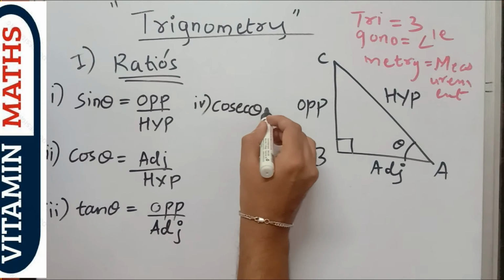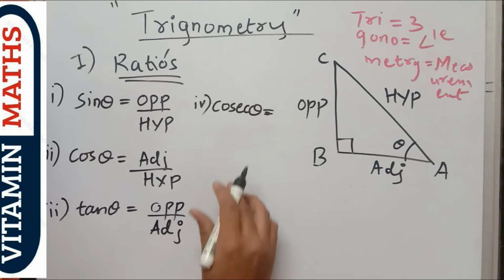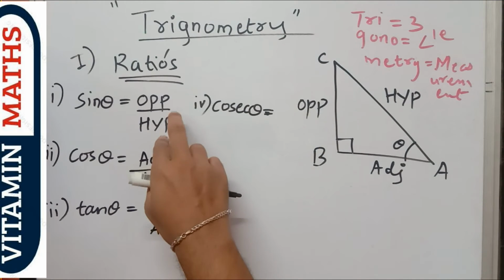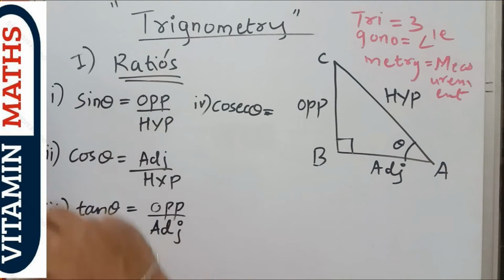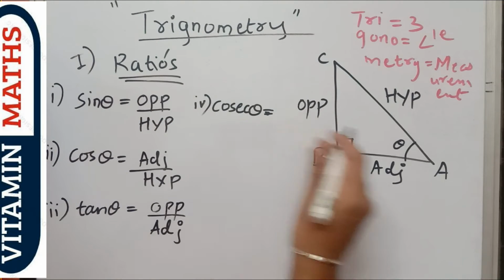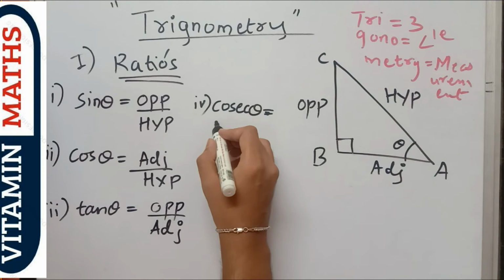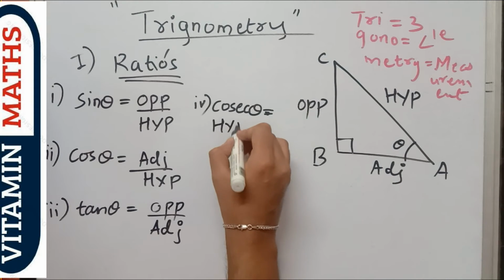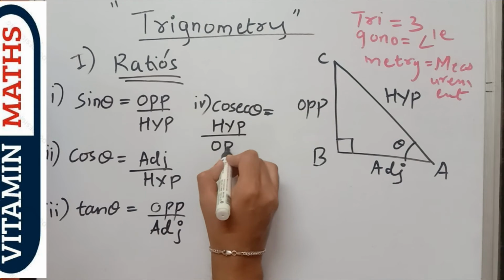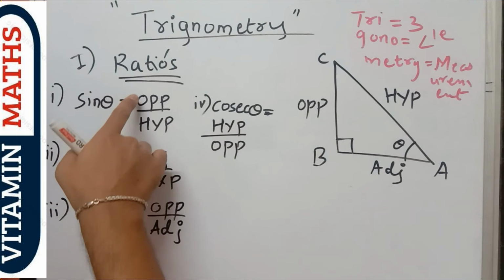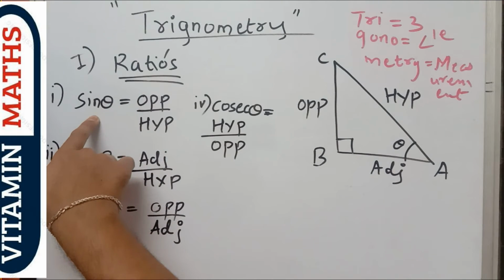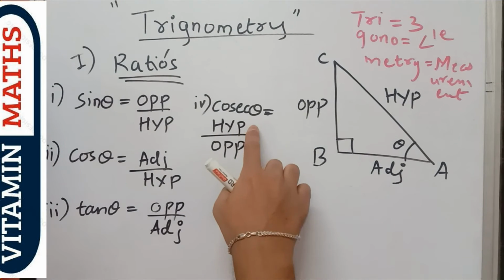Similarly, the fourth one is cosec theta. So what is cosec theta? Cosec theta is the reciprocal of sine theta. So it should be hypotenuse upon opposite. You can just see here, opposite by hypotenuse is sine theta, whereas cosec theta is hypotenuse upon opposite.